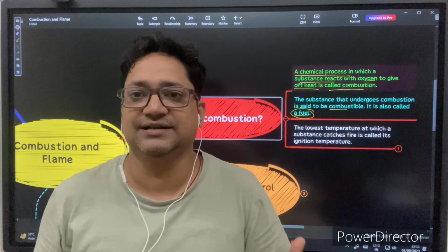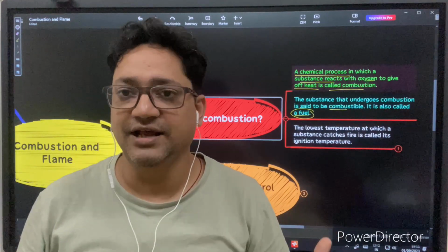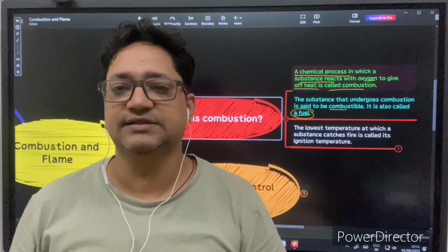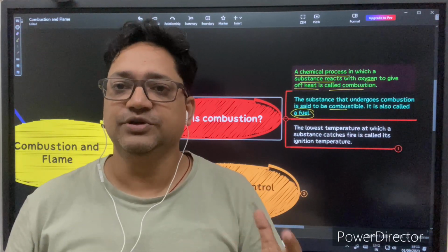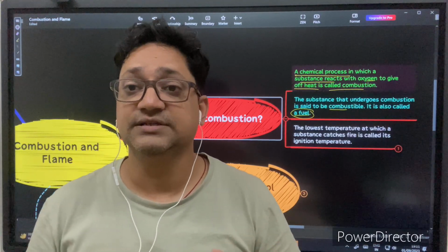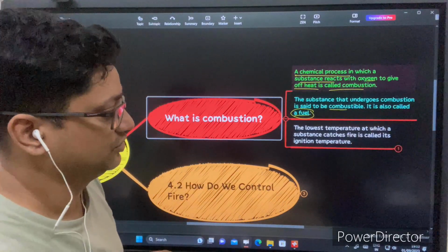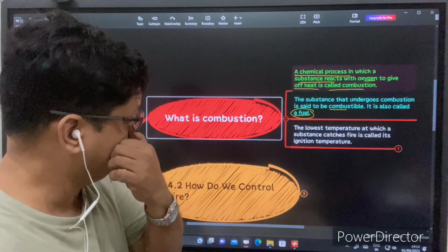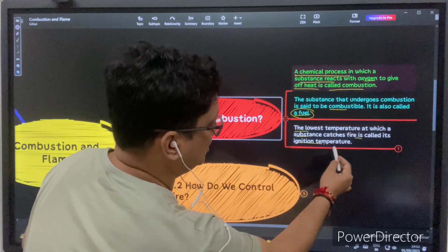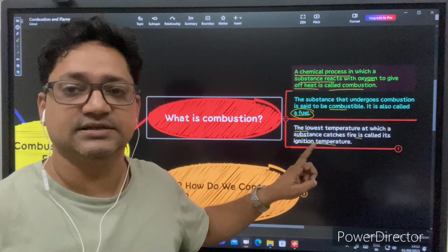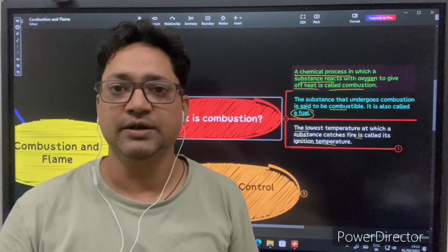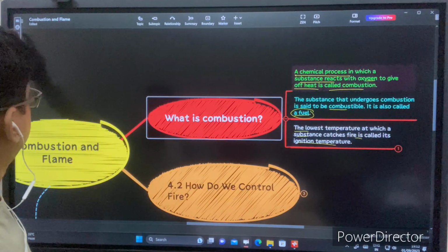What if we start using an iron nail as a fuel? It will itself require that much energy, that much heat, to be burned and used as a fuel. So the combustible substance, the fuel, must have a low ignition temperature. What is ignition temperature? The lowest temperature at which a substance catches fire is called ignition temperature. This will be discussed later in detail when we discuss the efficiency of a fuel.